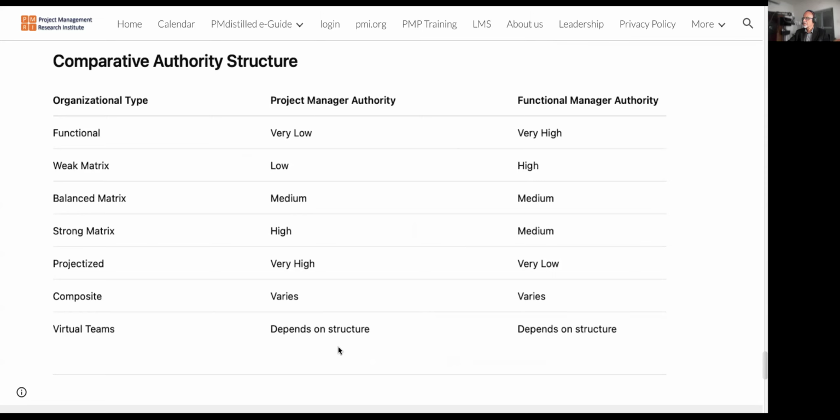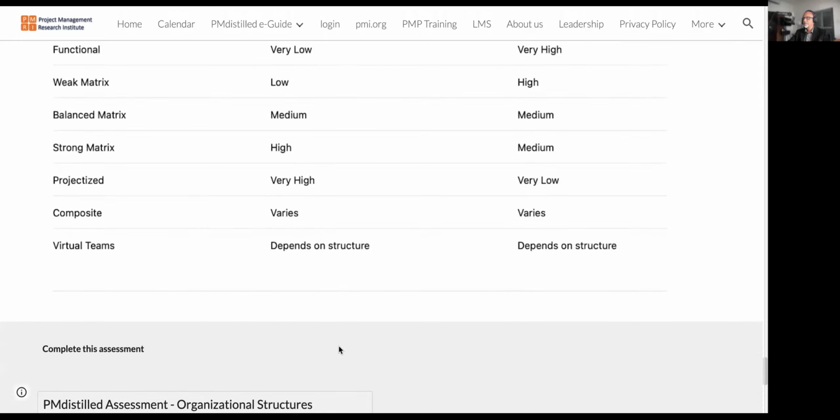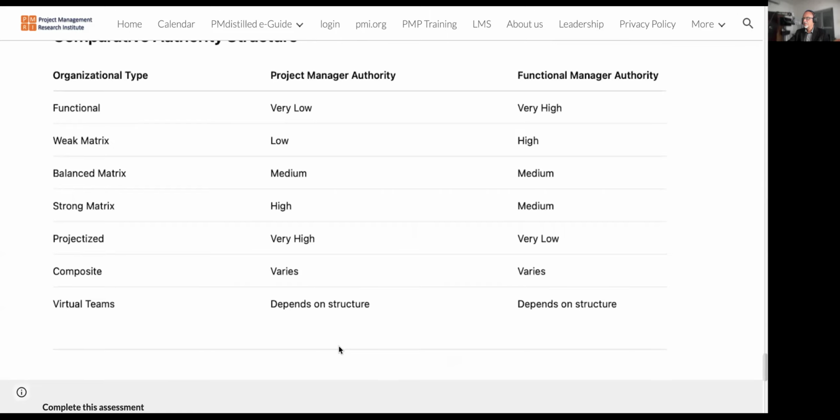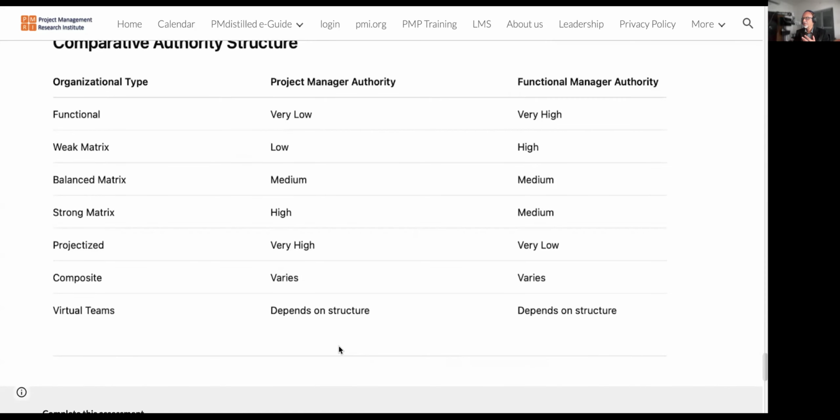And in virtual teams also, it depends on the structure. So we discussed various organization types like functional organization, matrix organization, projectized organization, and within matrix, strong matrix, weak matrix, and balanced matrix. We also discussed the various authority levels. So understanding the organization structures of the key stakeholders of the project will help us to identify the stakeholders and classify them effectively based on their authority levels or power.